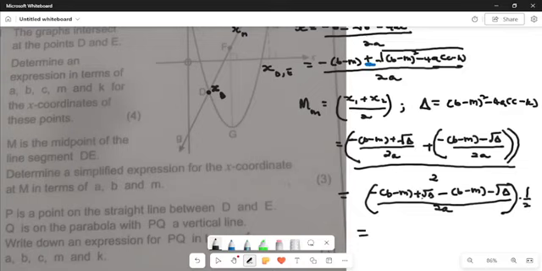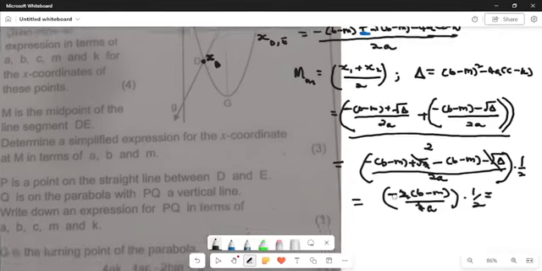Our deltas will cancel because we've got plus the square root of delta and then minus the square root of delta. These two will cancel, and then these minus (b minus m) terms are like terms, so minus 1, that's just minus 2 into (b minus m), and all of that is divided by 2a multiplied by a half. So the 2's will cancel, and then let me just write that here.